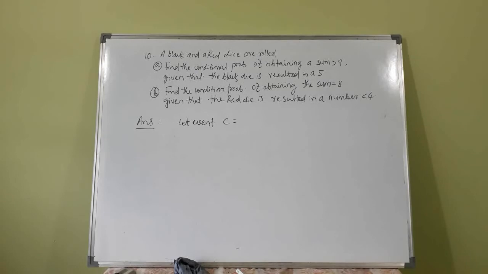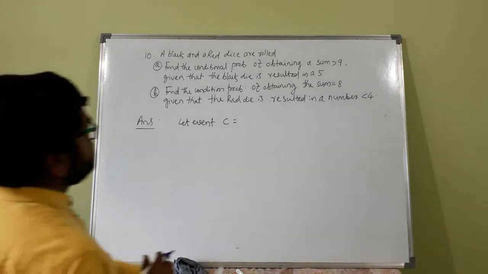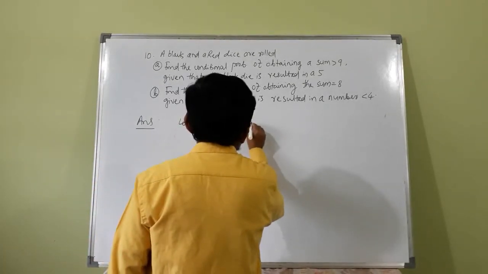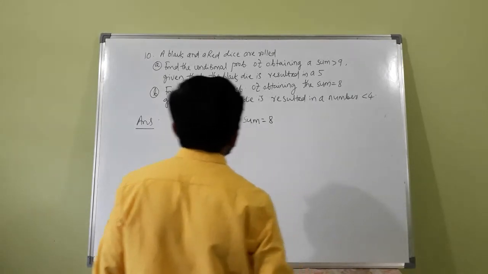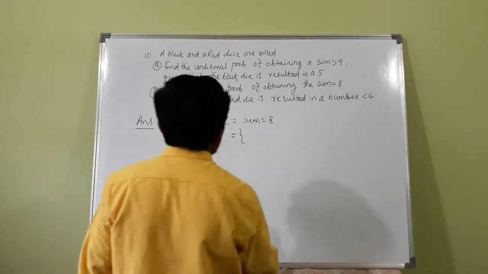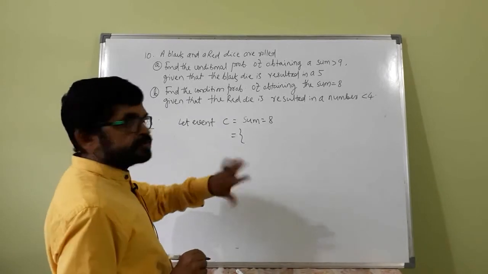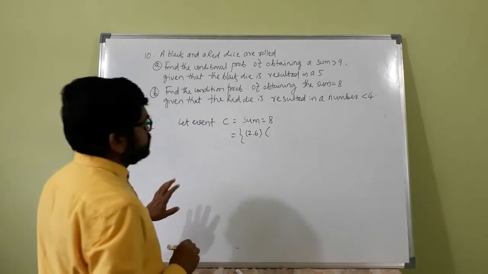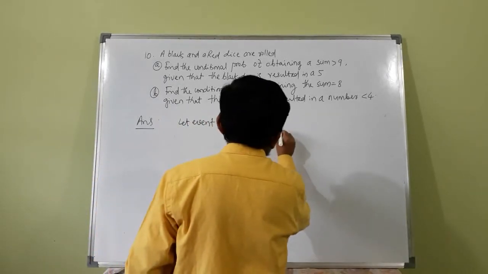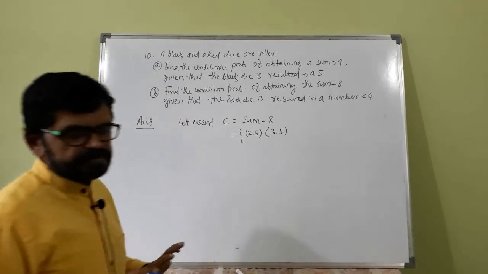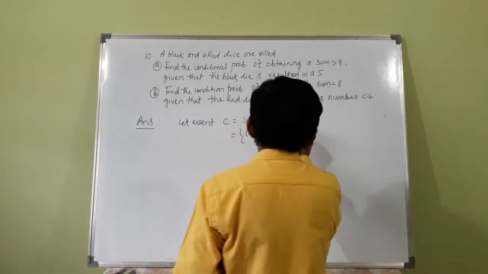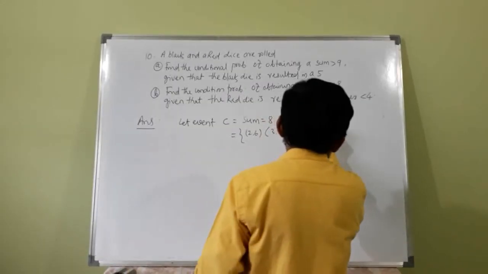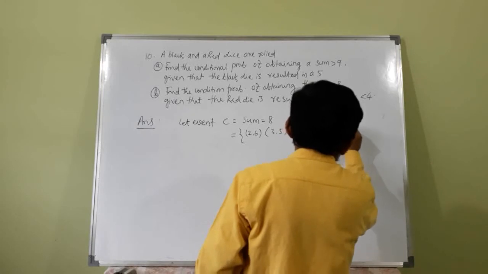Okay, second case: find the conditional probability of obtaining sum 8. Let event C be that the sum is equal to 8. Sum of the two numbers equal to 8: from the first row there is no such observation; second row, 2, 6; third row, only 3, 5; fourth row, 4, 4; fifth row, 5, 3; and sixth row, 6, 2.